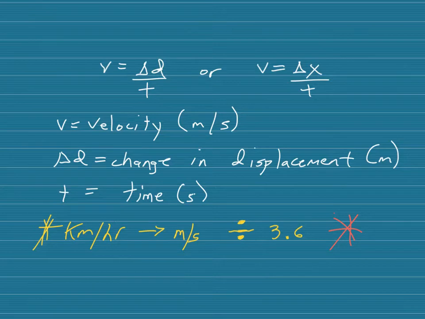Also, if we're given a displacement in kilometers, we want to change that to meters, which is by multiplying by 1,000 or moving your decimal 3 places to the right. And if you're given a time in hours, you want to convert that to seconds. I think you can multiply by 3,600. Or if you're given minutes, you want to convert that to seconds, multiply by 60.